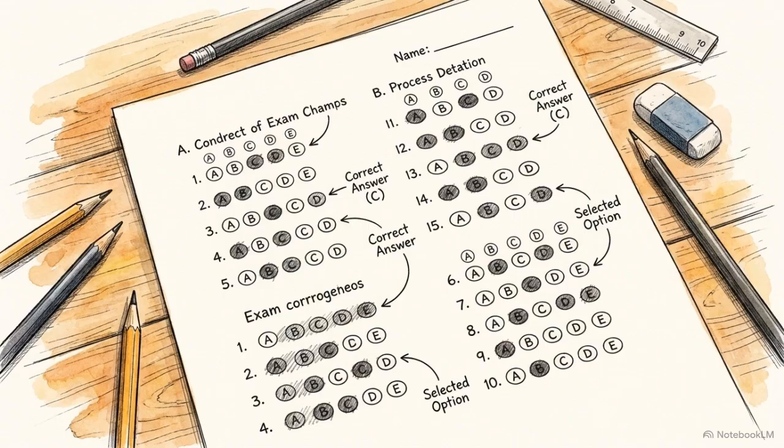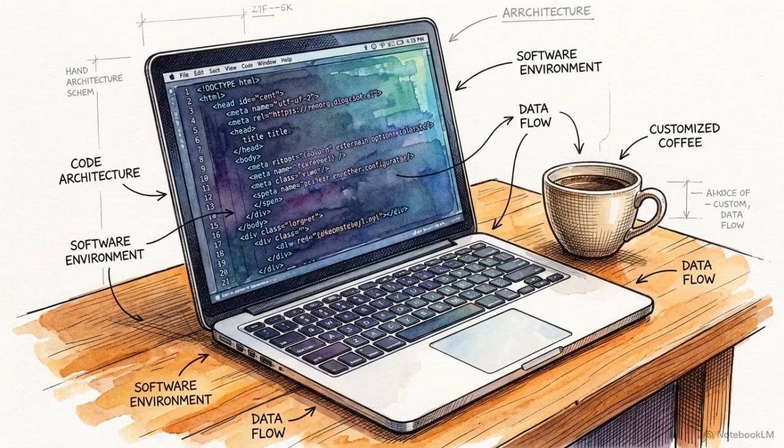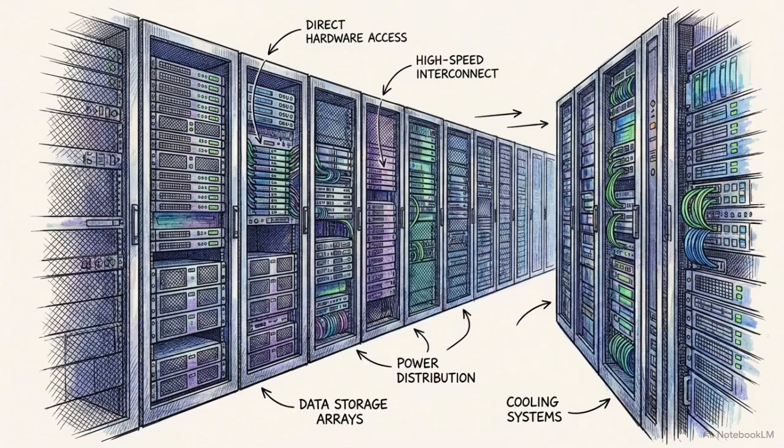For exam purposes, you must categorize these correctly. VMware ESXi and Microsoft Hyper-V are Type 1 architectures. VirtualBox and VMware Workstation are Type 2. The presence of a host OS dictates the use case. Type 2 is restricted to local testing and development, while Type 1's direct hardware access makes it the mandatory architecture for running enterprise-grade cloud environments.